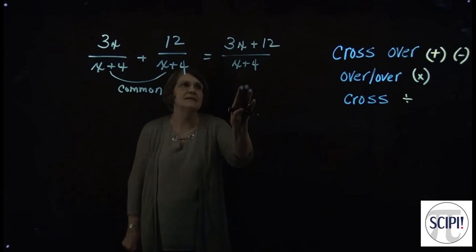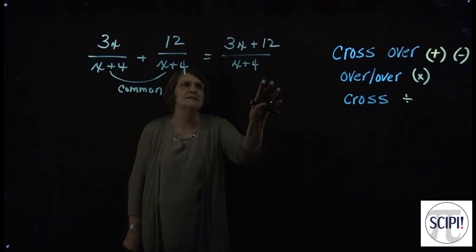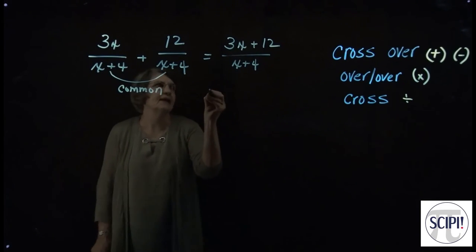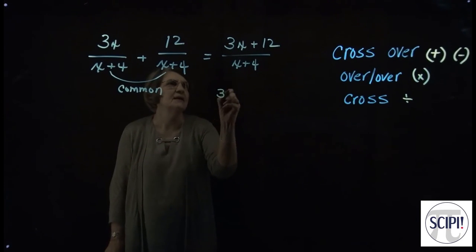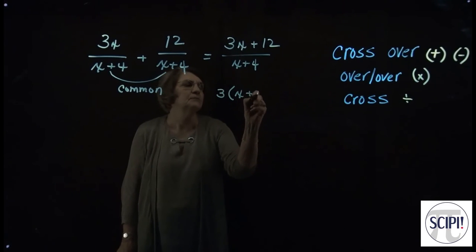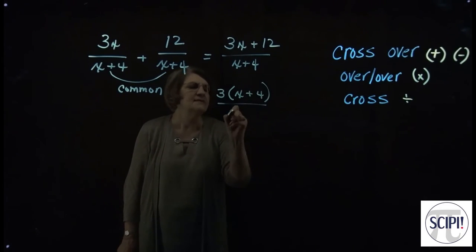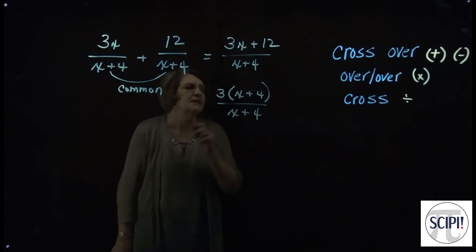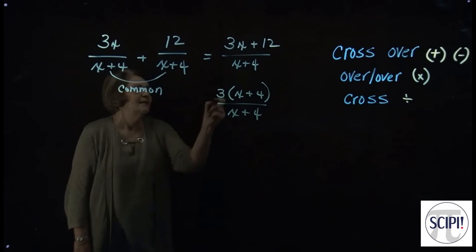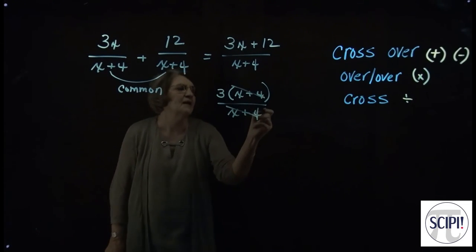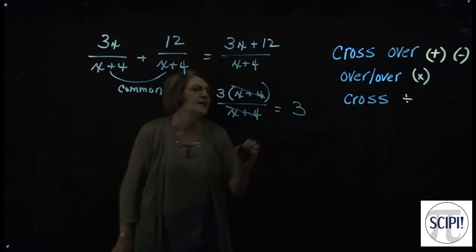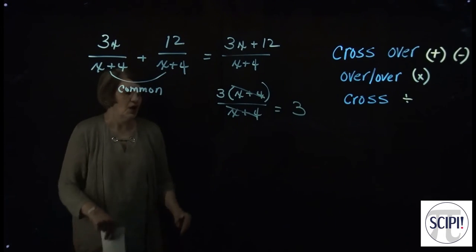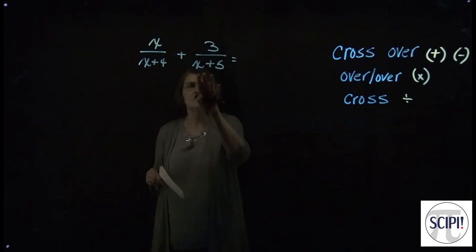Does anybody see a way we could simplify this? Very good, Caleb. We can take a 3 out of the top. Why does that make it so convenient? Yes, we can cancel that, so my answer is just 3. Good job. All right, now here is another problem.